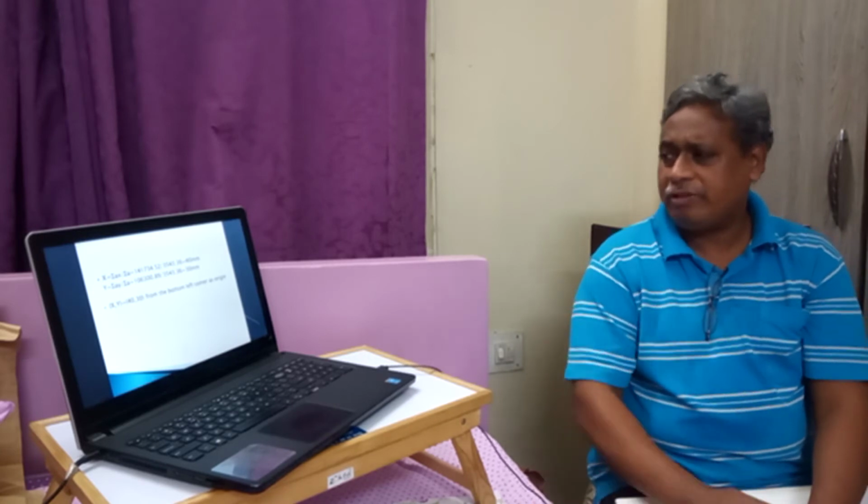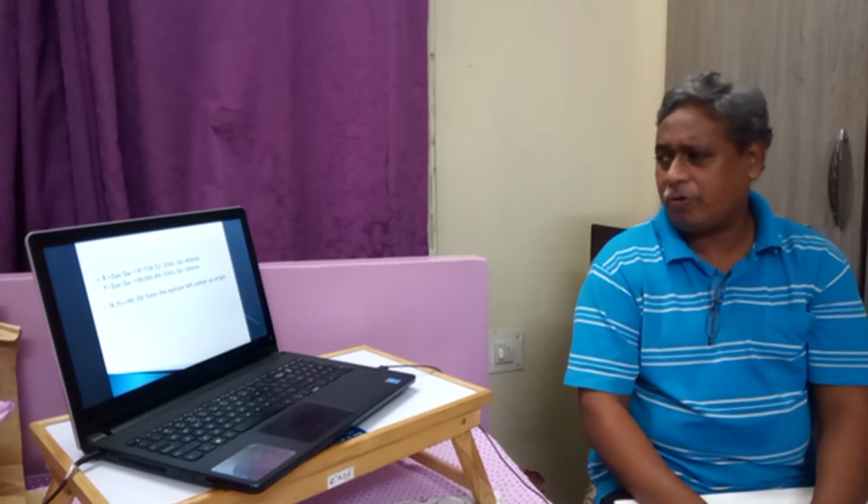It will give you 106,300. So now the centroidal distance x is equal to sigma a x by sigma a, that is 141,734.52 divided by 3543.36, that is sigma a. We will get that value as 40 mm. Similarly, 106,300.89 divided by 3543.36 will give you 30 mm.